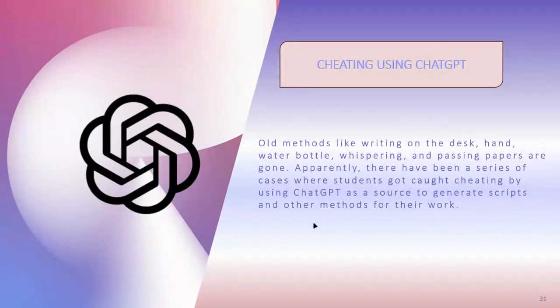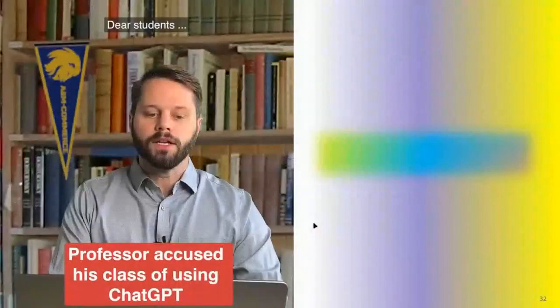Cheating using ChatGPT. How? All methods like writing on the desk, hand, water bottle, whispering, and passing papers are gone. Apparently, there have been a series of cases where students got caught cheating by using ChatGPT as a source to generate scripts and other methods for their work. Yeah, there is so much evidence. One must check online. Now see one of the pieces of evidence.